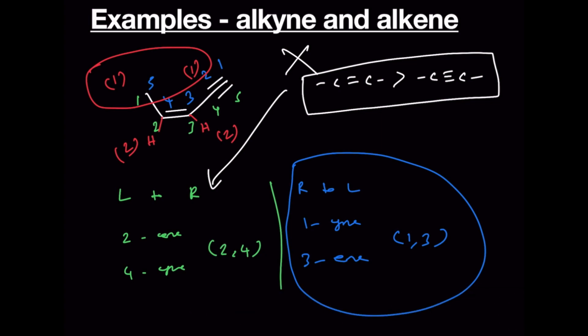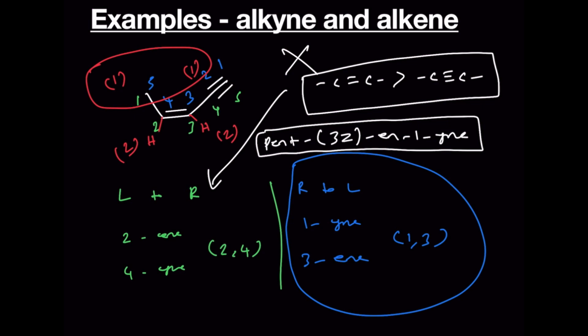and therefore, the correct IUPAC name for this molecule is pent, in parenthesis 3Z, en, we are dropping the E because what comes next is ine, that is another vowel coming up, and therefore, we have to drop the E, 1-yne. That is the correct IUPAC name for this molecule.